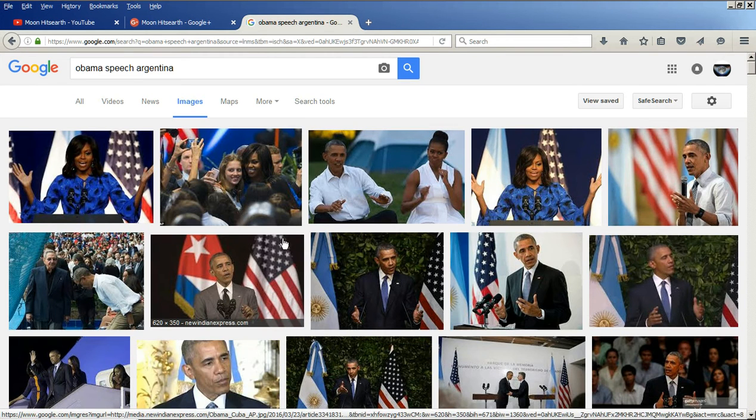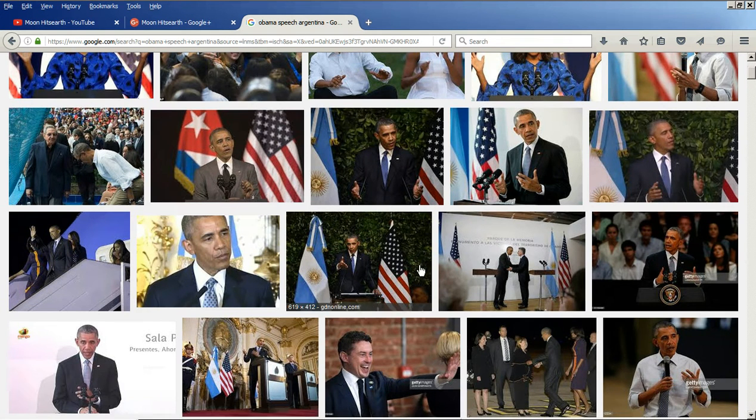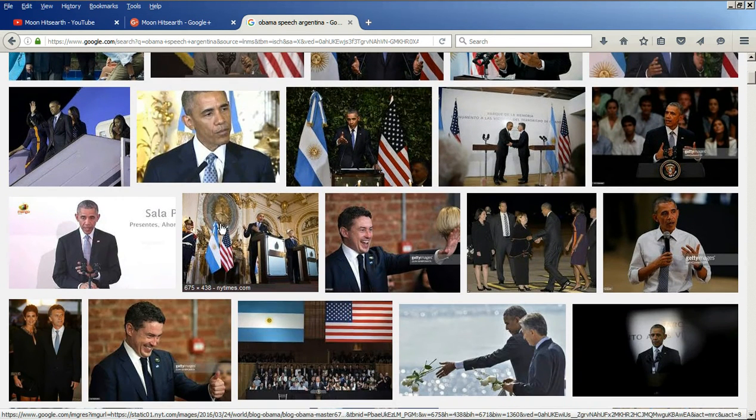Okay, so in Argentina, in this room that you see all this gold, see the egg right there? There's the egg right there. This was a day after the ISIS attacks in Brussels. The day after, he was in Argentina. There's your egg right there. See the egg? Right behind that American flag in the background.